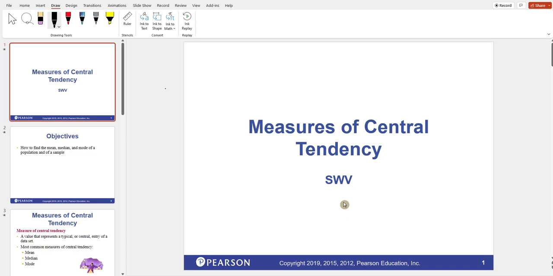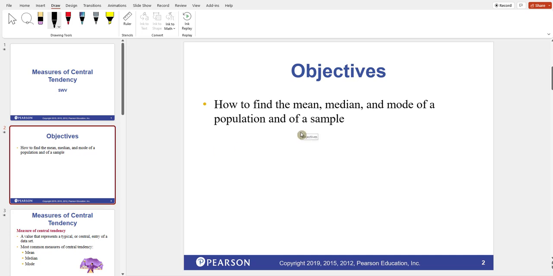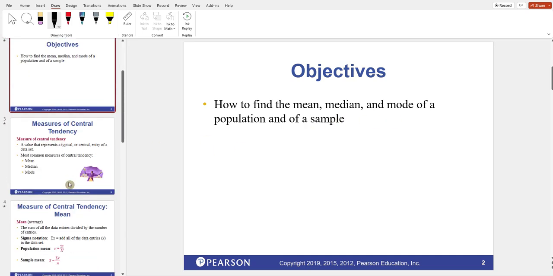In this video, I will talk about measures of central tendency. The objectives will be how to find the mean, median, and mode of a population or a sample.